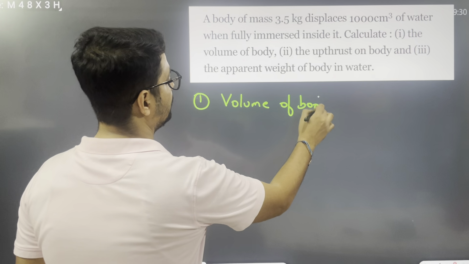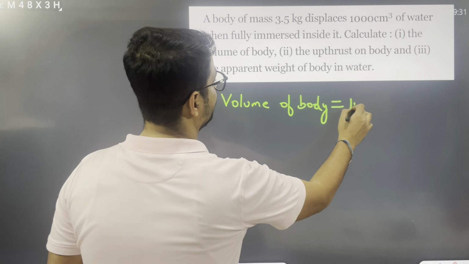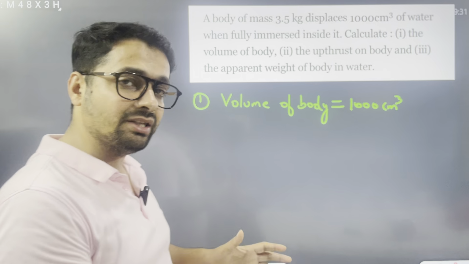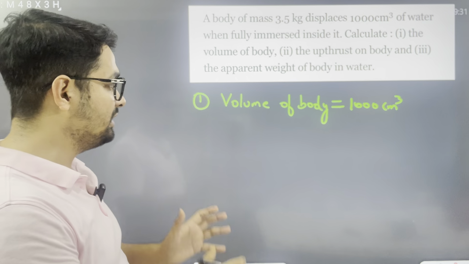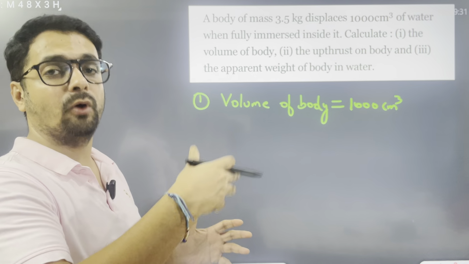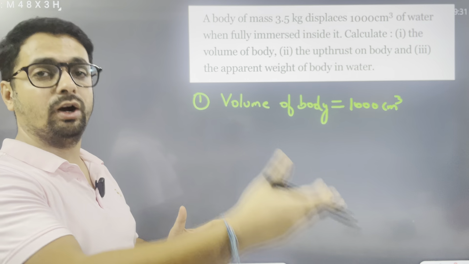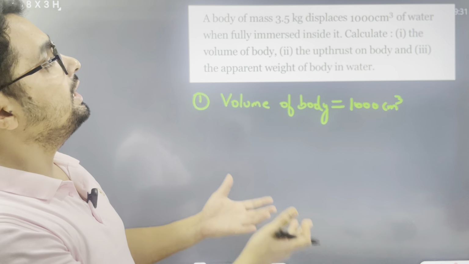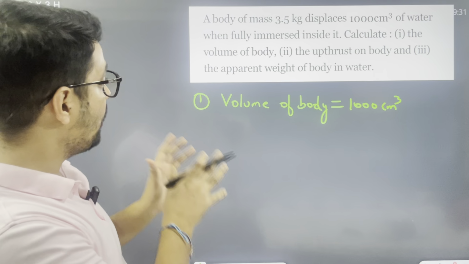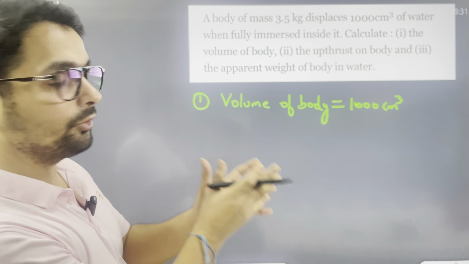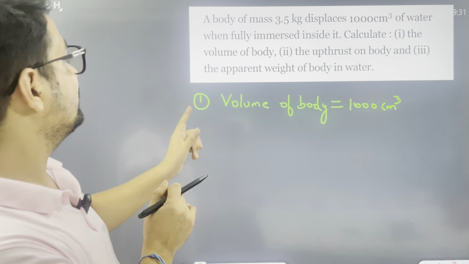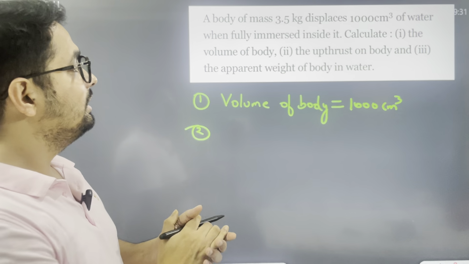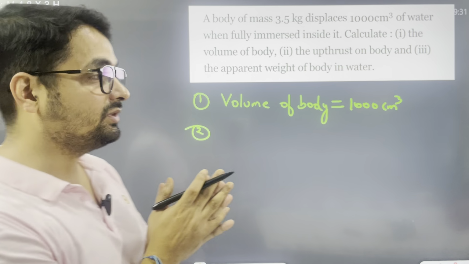is nothing but 1000 centimeter cube. Why? Because it is completely immersed, and whenever any object is immersed, it will displace an equal amount of volume of water. Okay, so because it is displacing 1000 centimeter cube of water, it means that the body also has a volume of 1000 centimeter cube. So here the first answer will be 1000 centimeter cube. Now the second one is the upthrust on the body.